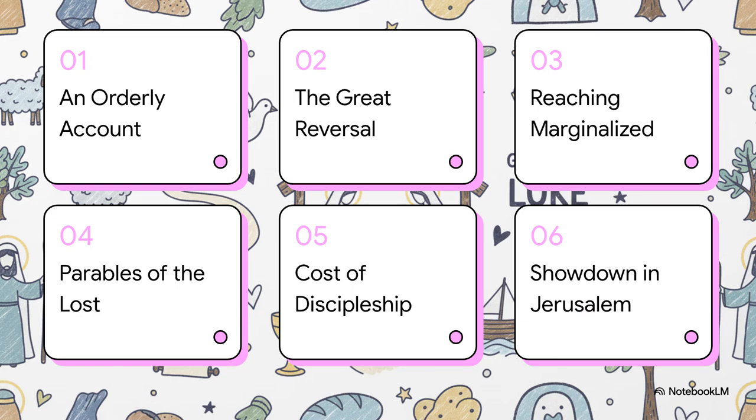Here's our roadmap for distilling 22 chapters of some pretty complex material. We'll start with an orderly account, look at the great reversal, see what it means to reach the marginalized, dig into the parables of the lost, weigh the cost of discipleship, and finally, wrap up with the showdown in Jerusalem.